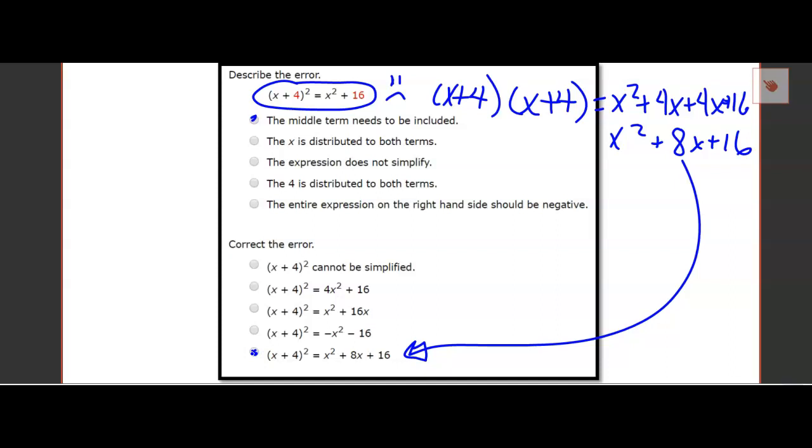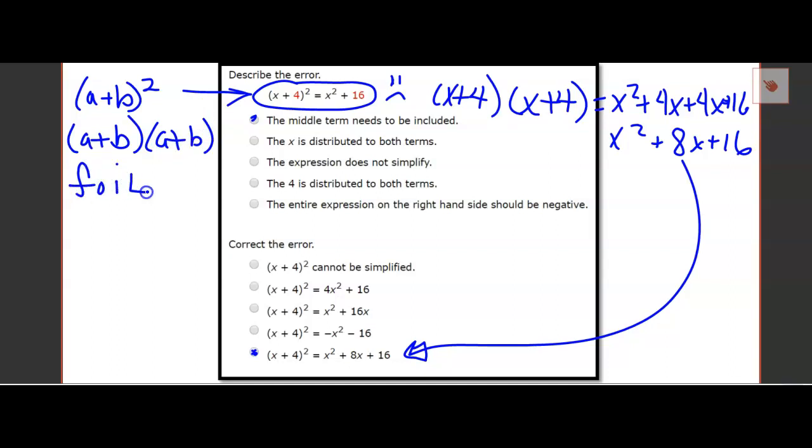So big deal here. Whenever you have some quantity plus another quantity squared, what you need to do is write it down twice and then use your FOIL method to multiply that out. So the square of a binomial: write it twice, multiply it out.